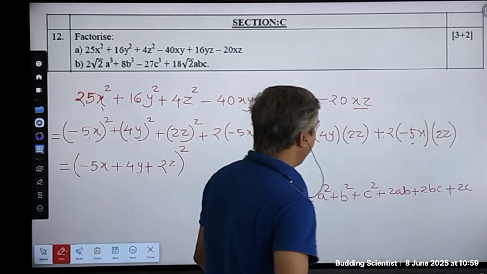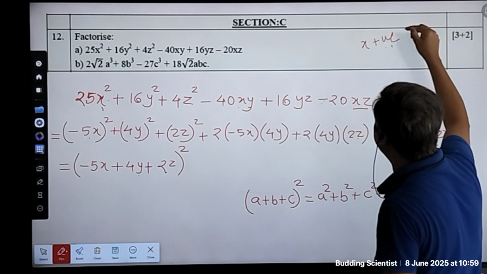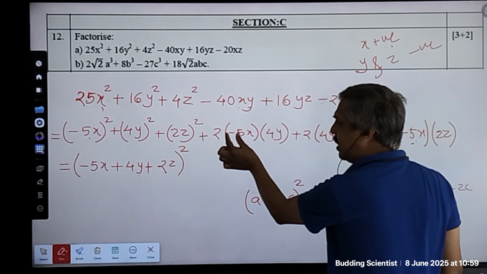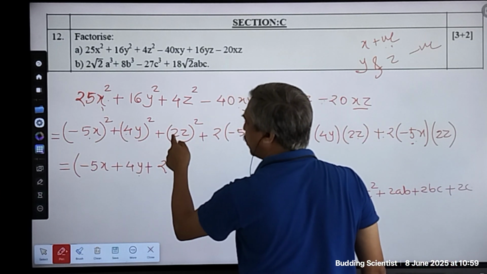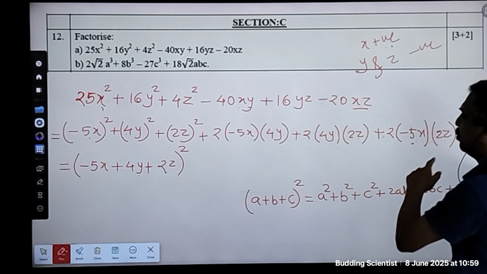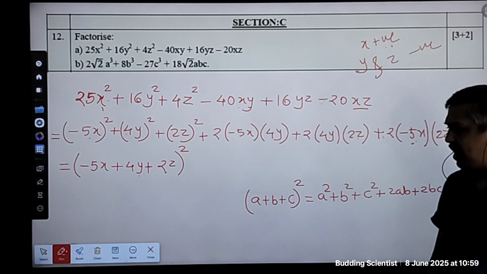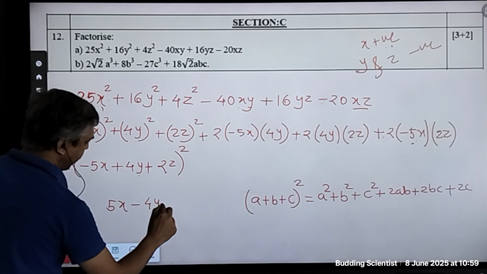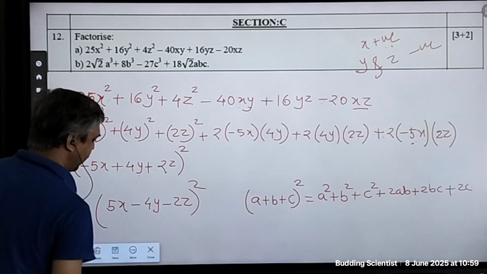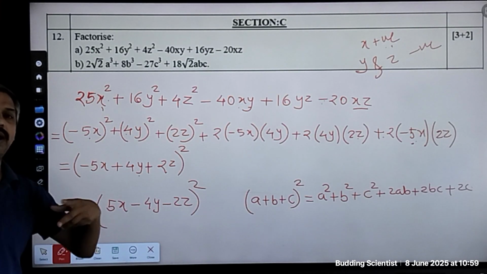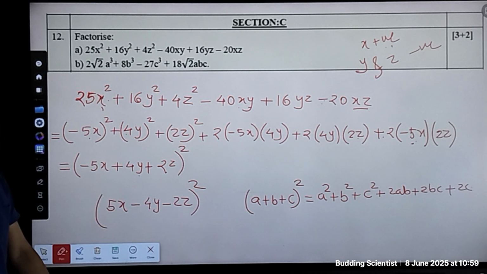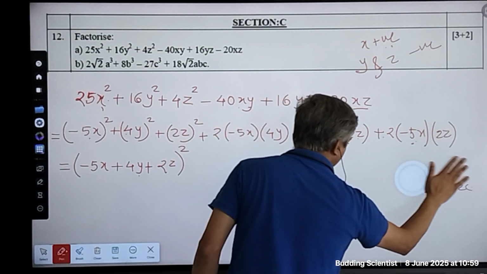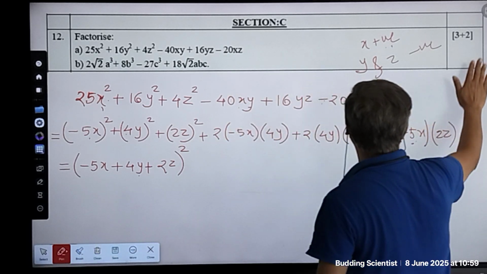If you had chosen that x is positive, and y and z both are negative, in this possibility you will write plus 5x here, plus 5x here, minus 4y and minus 2z, and so on. In that case your answer will be 5x minus 4y minus 2z the whole square. But this and this are equal, because when you square, minus squared becomes positive, so the squares will be equal here. You don't even have to worry about the second possibility. You can write the first answer, and that is good enough to get you the marks.